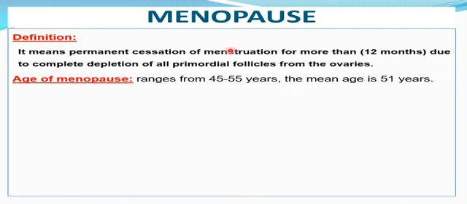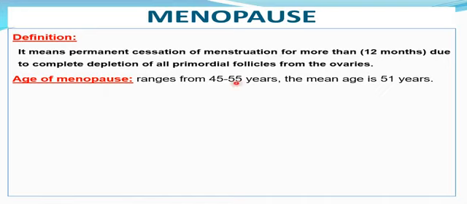Now, how can you define menopause? What is the normal age and factors affecting menopause, and normal changes occurring at menopause? Menopause is permanent cessation of menstruation for more than 12 months, or for more than 1 year. So a patient complaining of 3 months amenorrhea or 6 months amenorrhea is not defined as menopause, even at the age of 50 years or more.